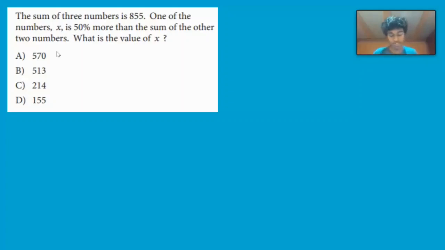All right, so we're given that the sum of three numbers is 855, and one of the numbers x is 50% more than the sum of the other two numbers. So what's the value of x? So we can say we have three integers, x plus y plus z, and this equals 855.